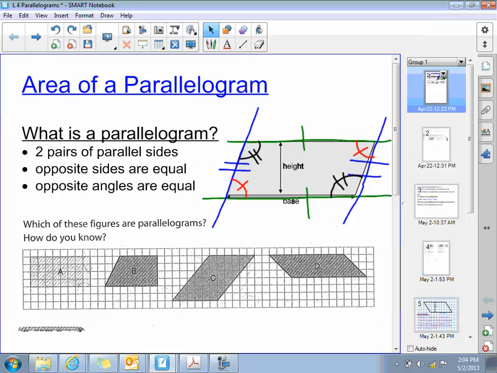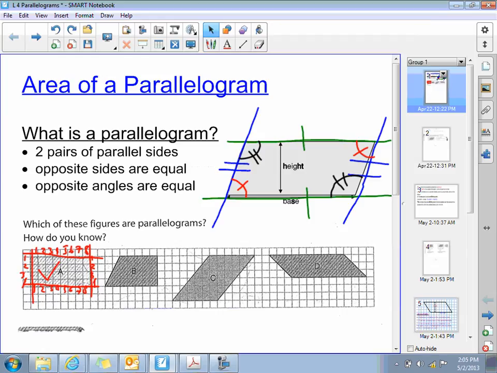So let's look at A, B, C, and D at the bottom of the page and try to decide which of these are parallelograms. So let's start with A. We have parallel sides. So I think we're good with step one. 1, 2, 3, 4 centimeters. 1, 2, 3, 4, 5, 6, 7, 8 centimeters. So we have two pair of parallel sides, and our opposite sides are equal.